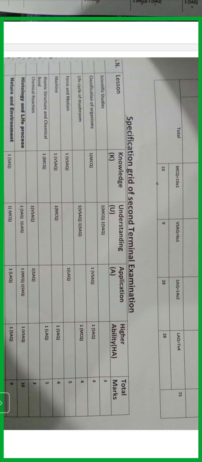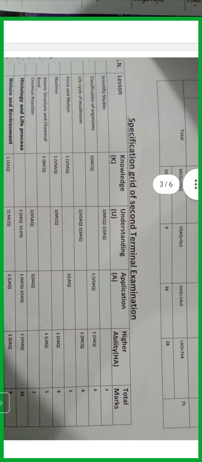In knowledge type questions you have to give the definition of some things that we studied. In understanding type questions, you have to understand the course and use your knowledge to write the answer. And in application type questions you have to apply, use formulas and do numericals, or you have to apply your knowledge in some terms.